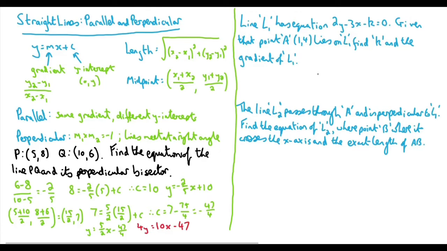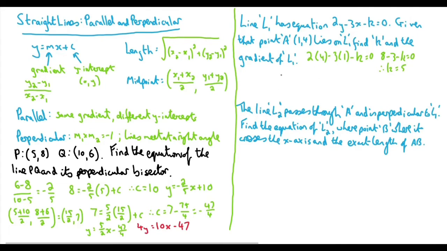So, given that we know that point A is on this line, if we were to plug in x is 1 and y is 4, the equation should equal 0. So if we do just that, we say, okay, so 2 times 4 minus 3 times 1 minus k is equal to 0. Well, 2 times 4 is 8, and 3 times 1 is 3. So we have 8 minus 3 minus k equals 0. Therefore, k is going to equal 5.